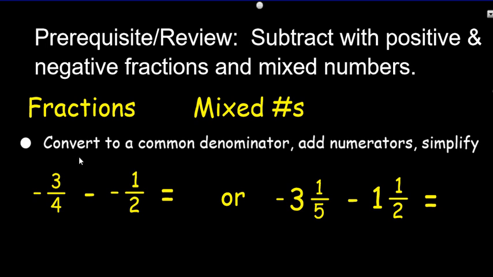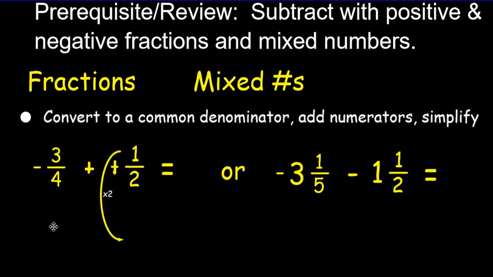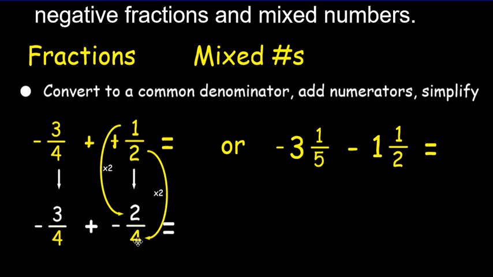Well, the first thing we want to do is change it into an addition problem. So we're going to do keep change opposite. Once we've changed it into an addition problem, now we're going to follow the same steps. Convert to a common denominator if necessary, combine or add the numerators, and simplify. So in this case, we're going to convert to a common denominator, and that common denominator is 4. We have to create this equivalent fraction. Notice 1/2 is equal to 2/4, and that should actually be a positive 2/4.